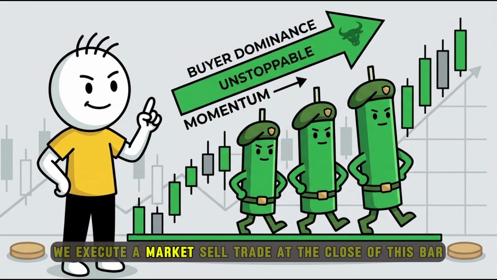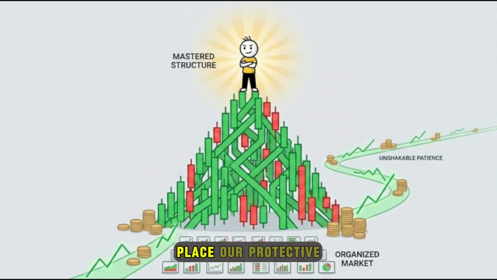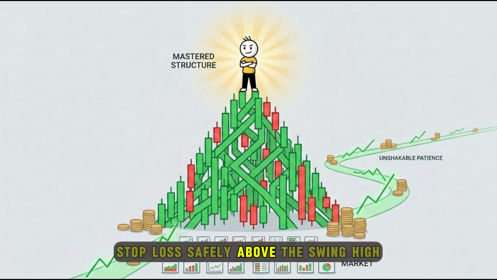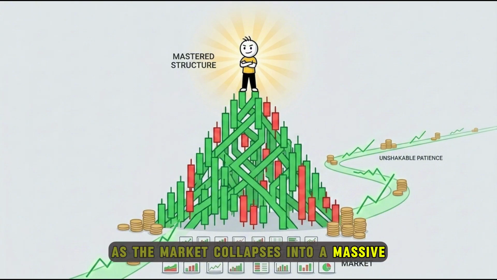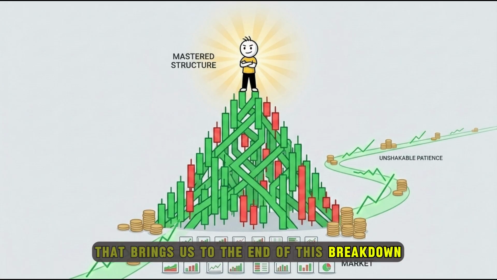We execute a market sell trade at the close of this bar, place our protective stop loss safely above the swing high, and actively manage our risk as the market collapses into a massive downward waterfall for the rest of the day. That brings us to the end of this breakdown.